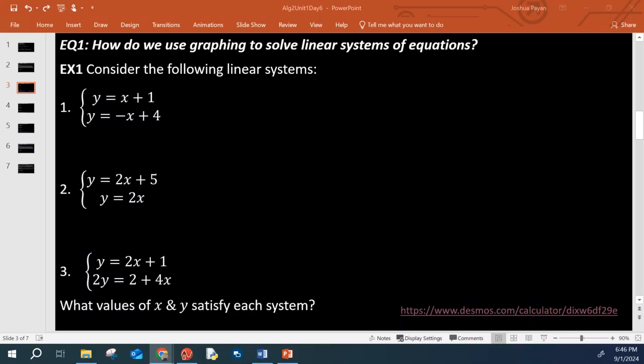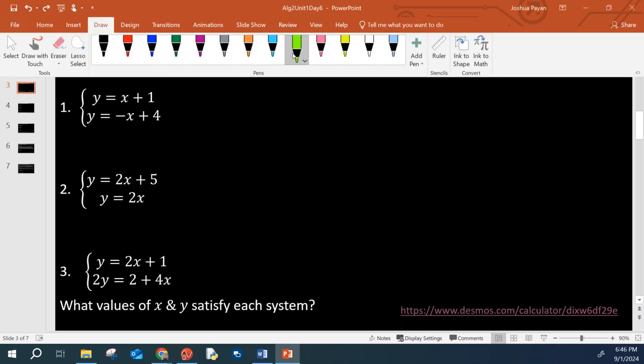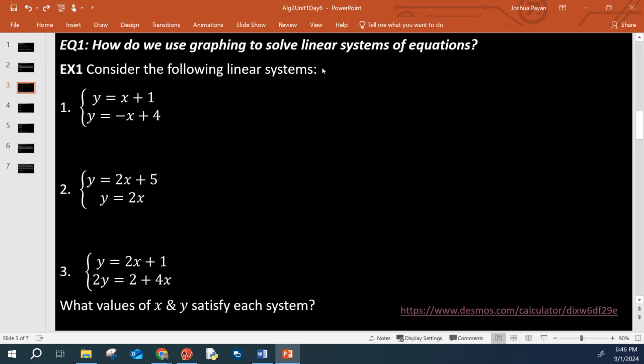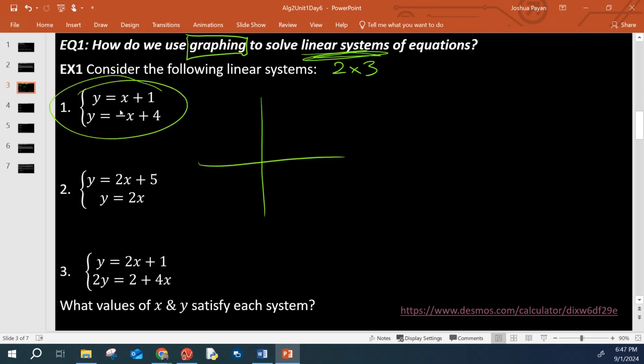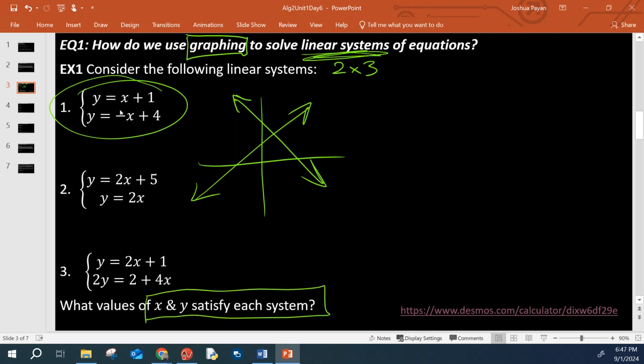Okay, so in this video, we're going to talk about one way to solve 2 by 3 linear systems. And the way we're going to talk about in the video today is by using graphing. So really all we're looking for is, if I have two functions, y equals x plus 1, let's say looks like this, negative x plus 4 looks something like this, the values of x and y that satisfy the system is basically just asking where do they intersect.